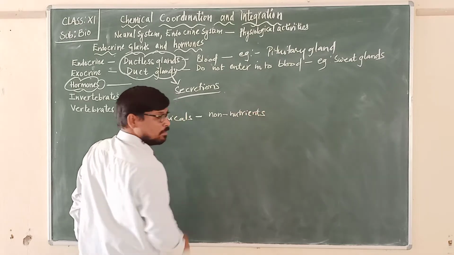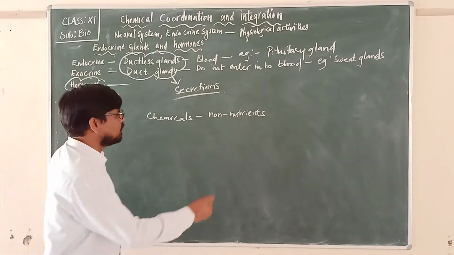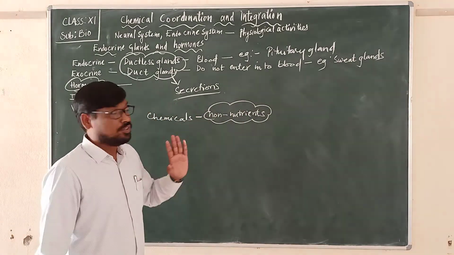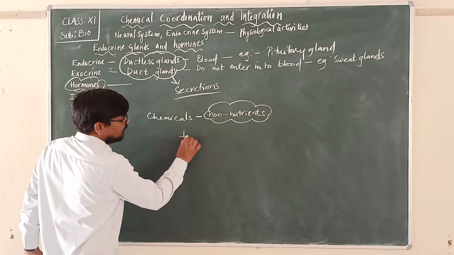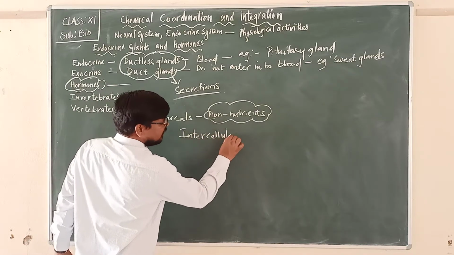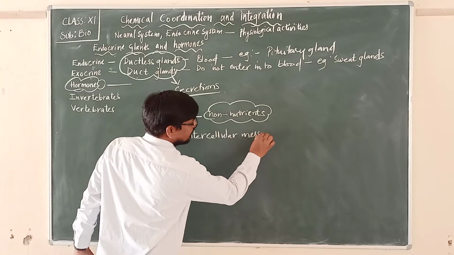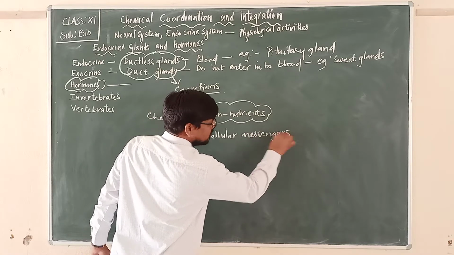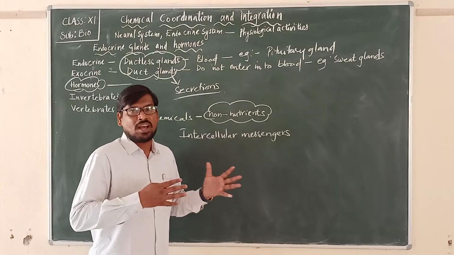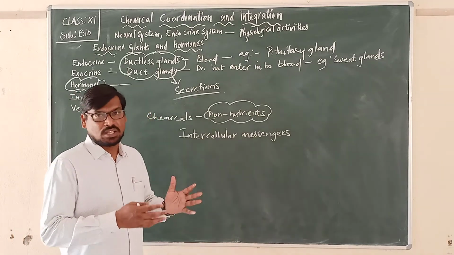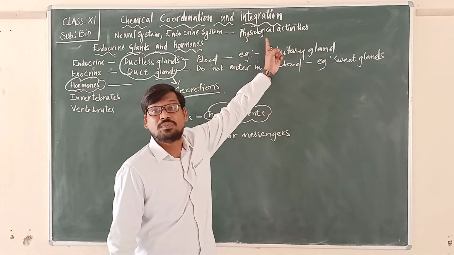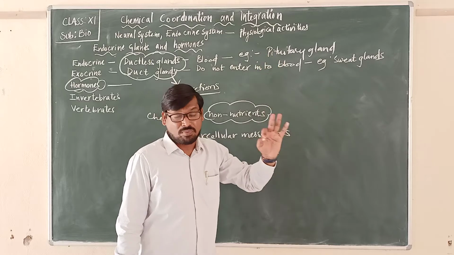So here the point we have to remember: hormones are chemicals which are non-nutrients, and these are acting as intercellular messengers. These hormones are acting as what now? As intercellular messengers. They are carrying messages from one cell to another cell and helping these cells to perform what? The physiological activities. Why is it so?